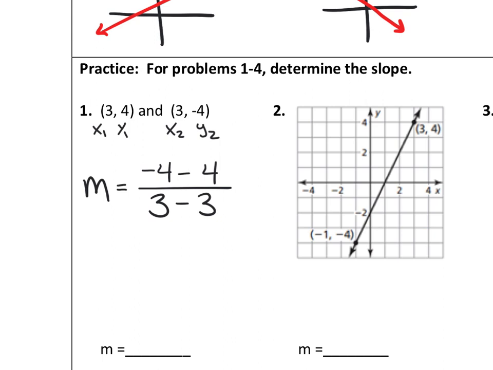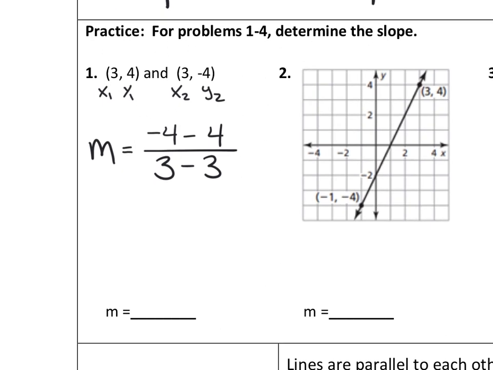When you type this in, you should have gotten an error. Look what's happening in the bottom. What's 3 minus 3? Can you divide by 0? No, this is why our answer for those vertical lines is the word undefined. So the slope here is undefined.